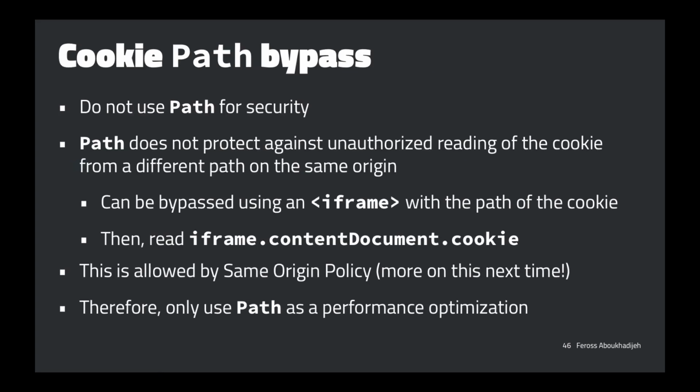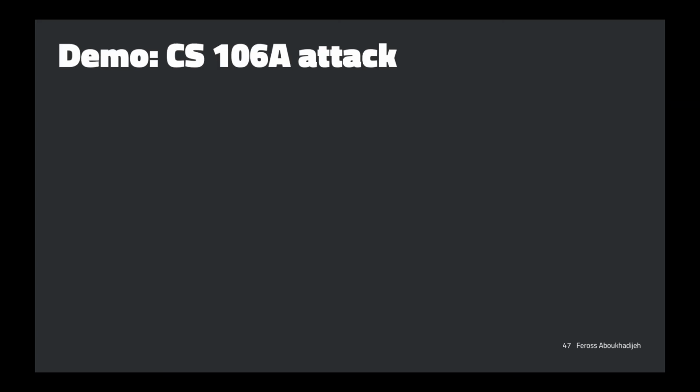Okay, cool. So this is the thing I mentioned earlier about how path is sort of a lie. Remember, this is the thing that lets you say, I only want the cookie to get sent to particular URLs that start with a particular path. So it doesn't actually protect the cookie from unauthorized reading when it's on a sort of related URL. I'll show you exactly what I mean by that in a sec. So here, actually, let's just do it.